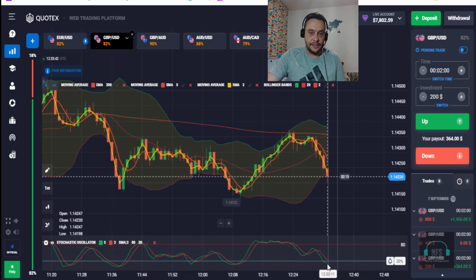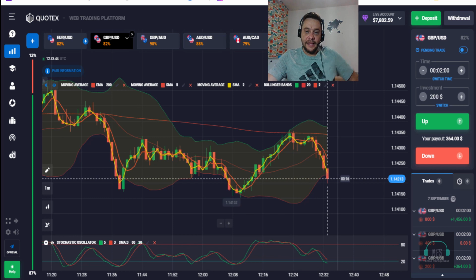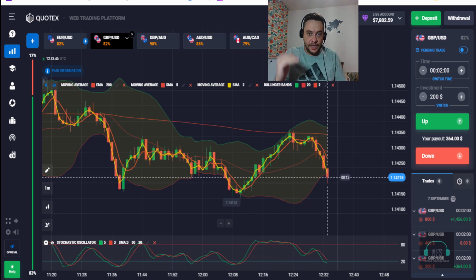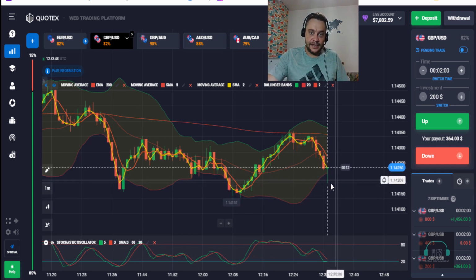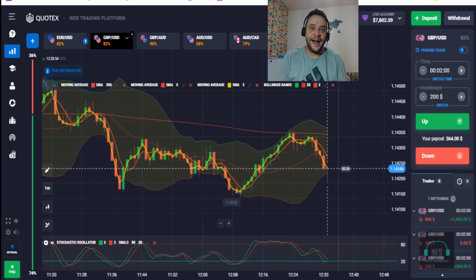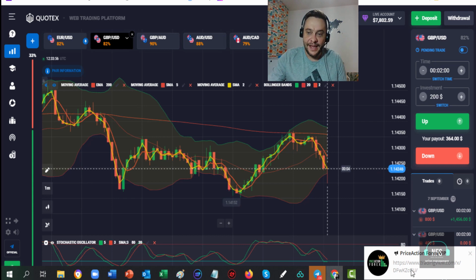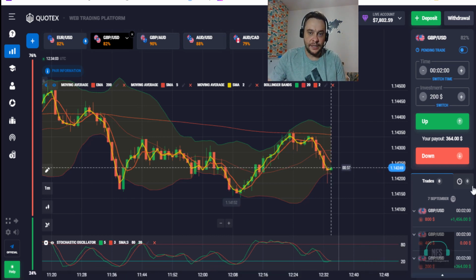And now we are in the same scenario, and let's wait a bit more because, as you can see, a big up move here. So some buyers are in the market right now. And let's wait a bit more.